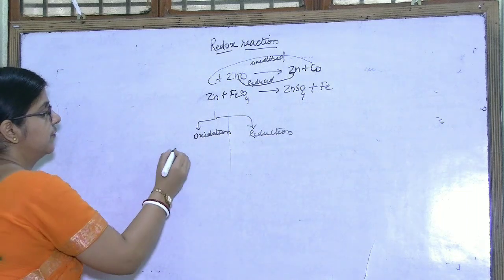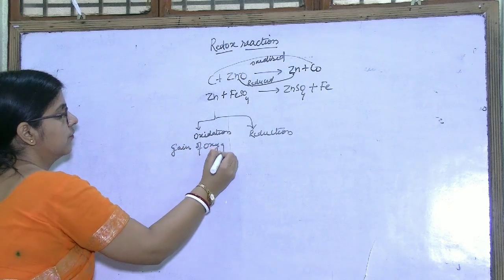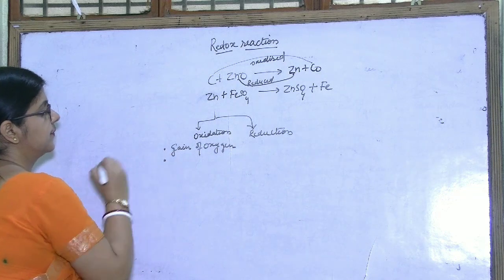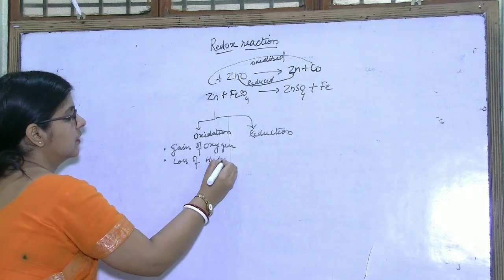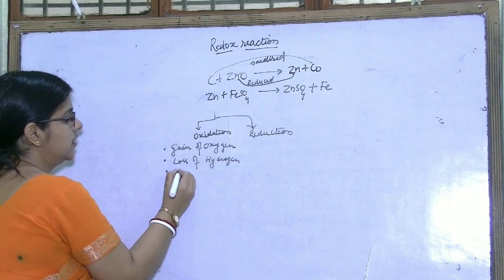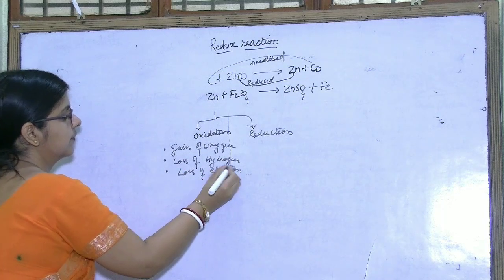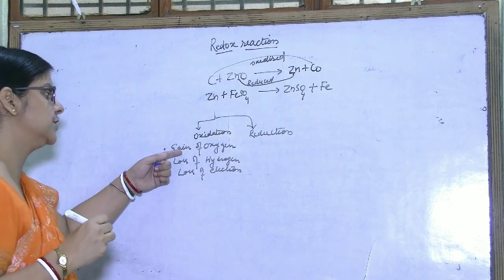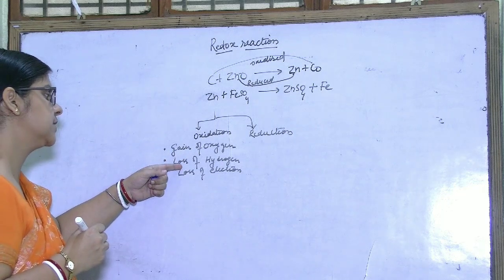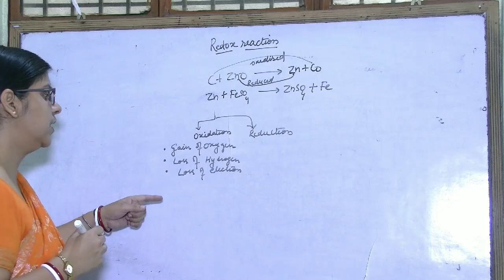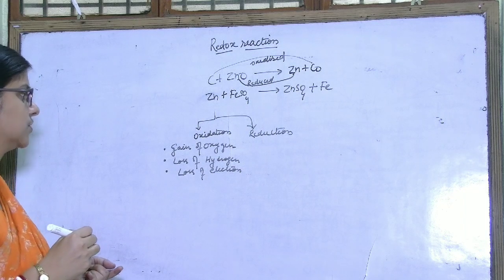Oxidation involves gain of oxygen, loss of hydrogen, and the third one is loss of electron. If any species gains oxygen, or loses hydrogen, or loses an electron, then that is known as oxidation.